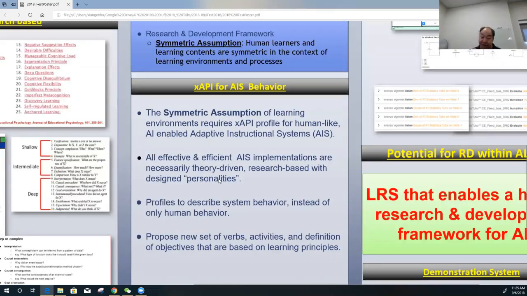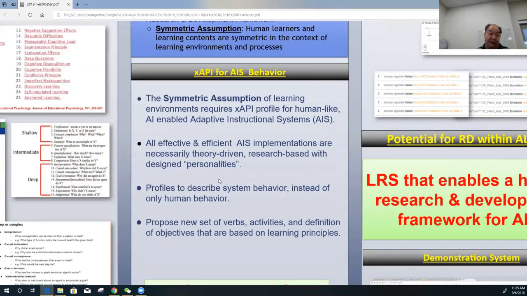Now, you want to ask, how do you do that? Because we know that for humans, if you use xAPI, we have a set of verbs, activities, attempted, or in other kinds of environments, failed, or things like that. We can observe human behavior. Now, what is computer behavior? The system behavior can seem confusing. But it turned out the system behavior is actually much, much simpler.